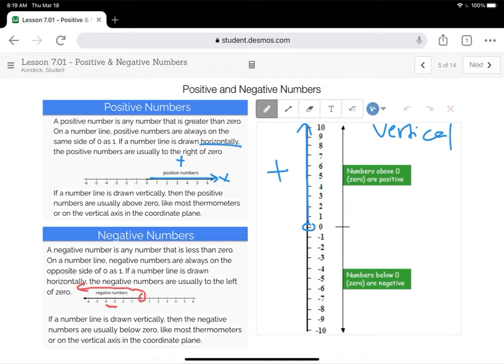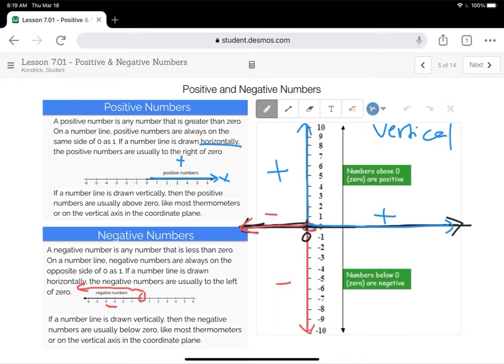If we are looking at our vertical number line, all negative numbers are less than 0, so they are being shown going downwards. Hey, Mrs. Condrick, what if I put them together? Well, if I put them together and had another horizontal line with my vertical line, I would notice if I started at 0, all of my positive numbers would go to the right, and all of my negative numbers would go to the left.